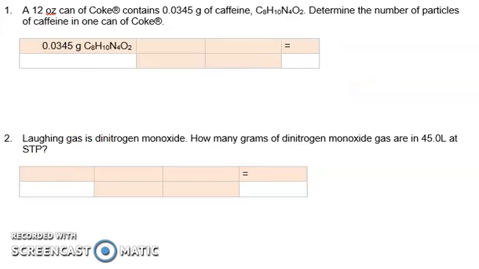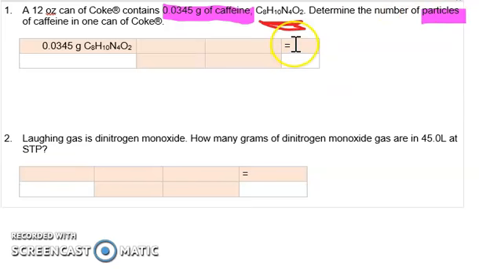Alrighty, so for this first one: a 12-ounce can of Coke contains this many grams of caffeine. Ooh, and they gave me the molecular formula. That may be useful. Determine the number of particles. So in the end, I have to have particles in my answer. Particles. And I start off with this many grams.